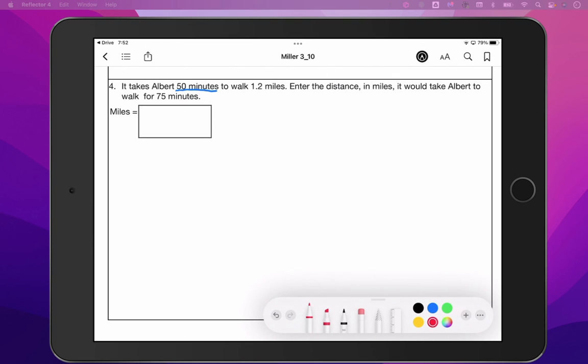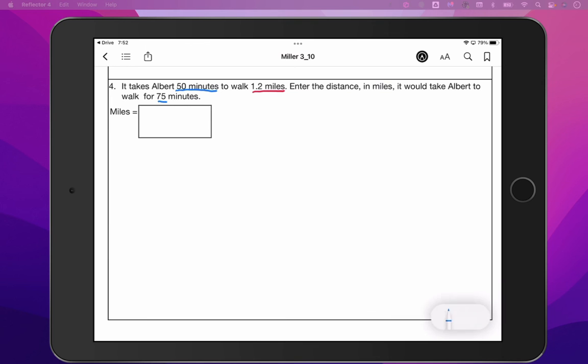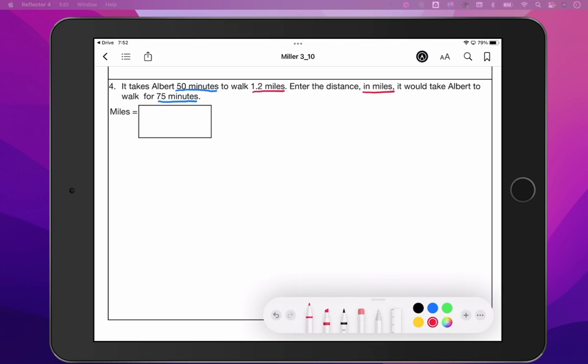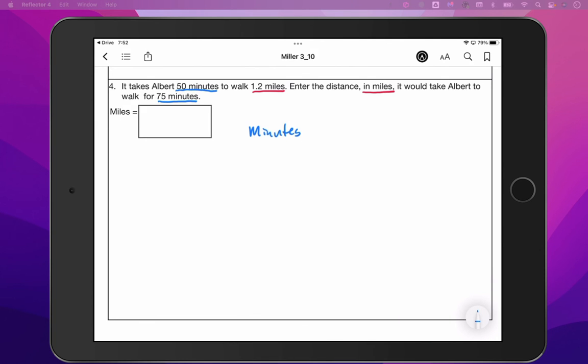And so it takes 50 minutes to walk 1.2 miles. Minutes is blue, so 75 minutes is going to be what matches with that. And then enter the distance in miles. So we're looking for how many miles he would go in those 75 minutes. And so what we're going to have is we'll have a proportion that has minutes. And again, it's okay if you do this upside down and you put miles on top and minutes in the bottom. It doesn't matter, as long as your labels match all the way across.